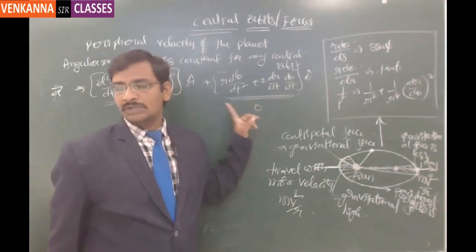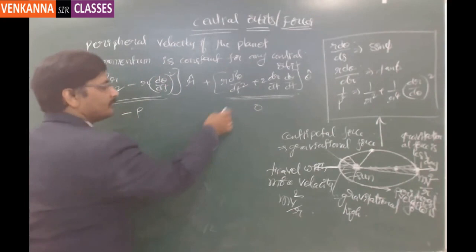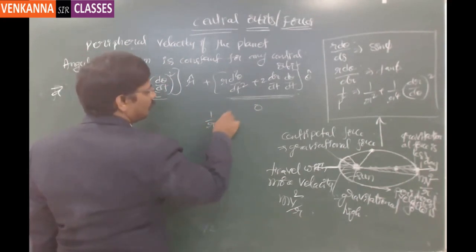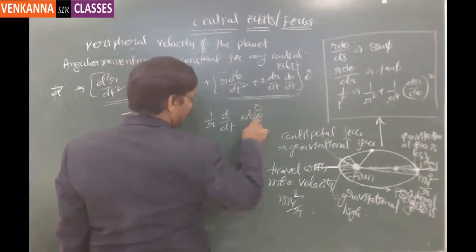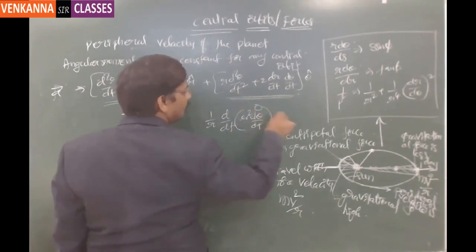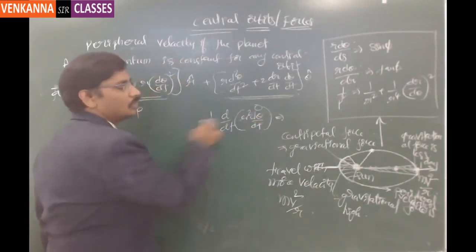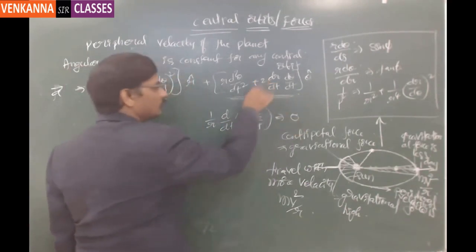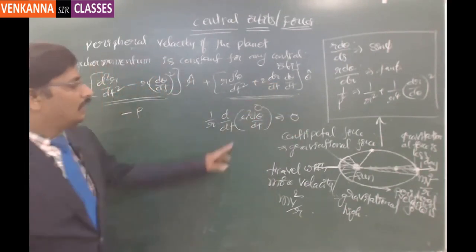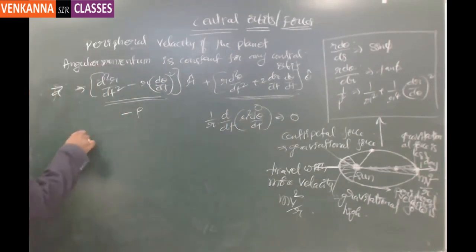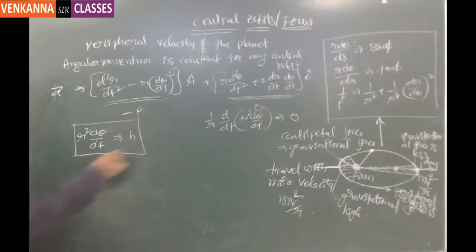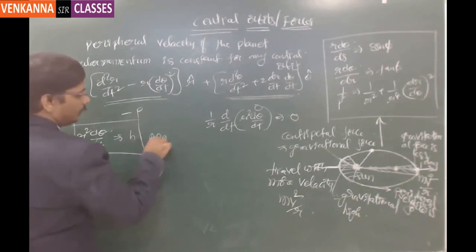Now this one I expressed as 1/r times d/dt of (r² dθ/dt), and this is what we proved to be 0. You can express it in this particular format, and this is 0 from this relation. So r² dθ/dt is equal to constant. This constant we call the angular momentum.